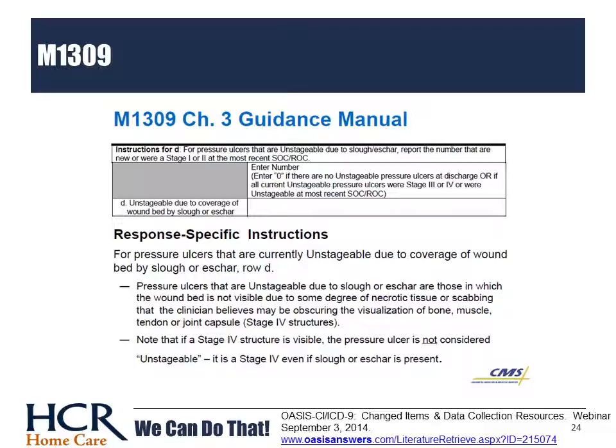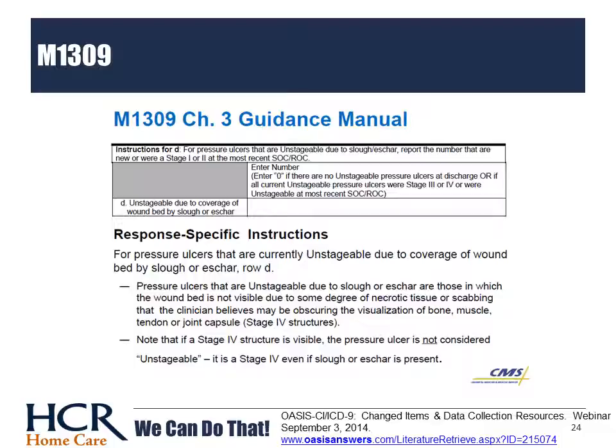Now let's talk about the unstageable ulcers due to being covered in slough or eschar. So this question will read, for pressure ulcers that are unstageable due to slough or eschar, report the number that are new or were a stage 1 or a stage 2 at the most recent start of care. You can enter a 0 if there are no unstageable pressure ulcers at discharge, or if all of the current unstageable pressure ulcers were a stage 3 or a stage 4 at the most recent start of care or resumption of care.